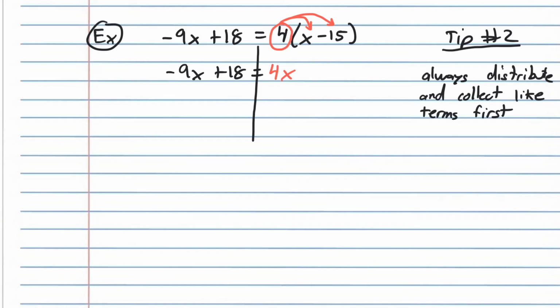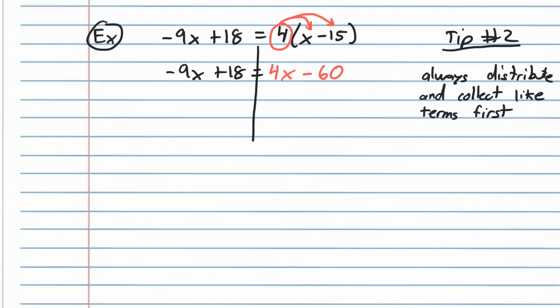And if you need a calculator, use a calculator. 4 times negative 15, well, positive times negative is negative, and 4 times 15 gives you 60. Okay, so now we're back to what we were in the previous question.